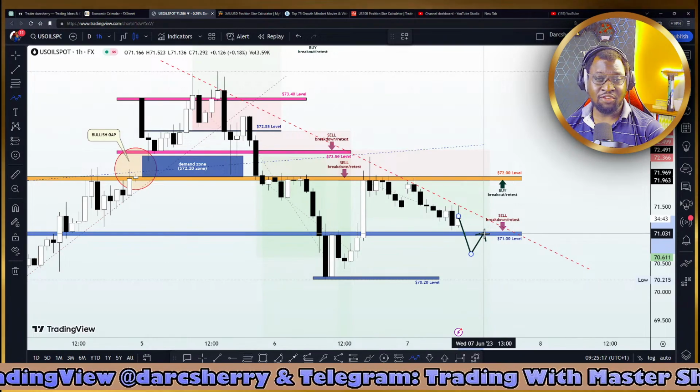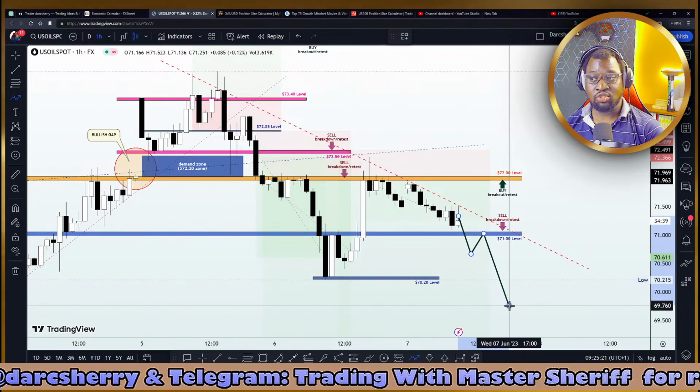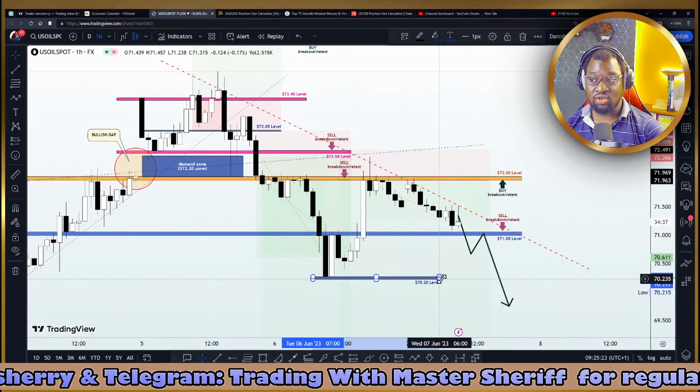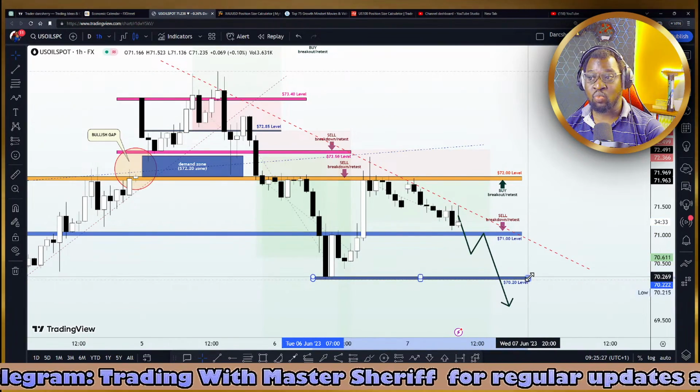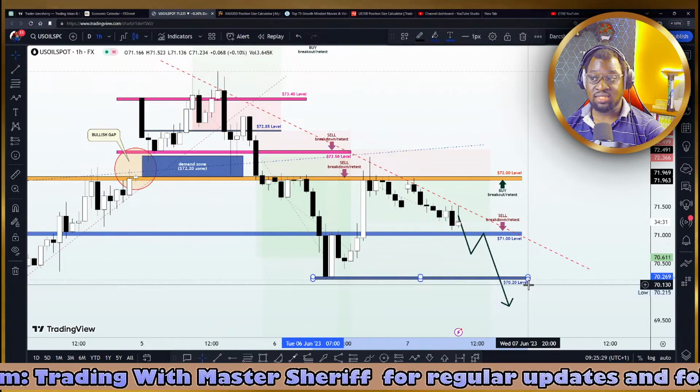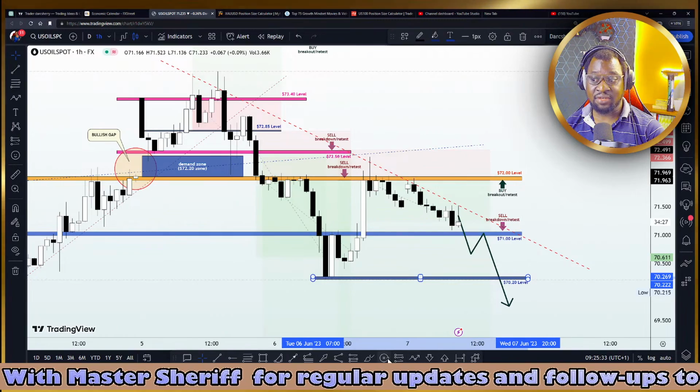The only way I'm going to feel very, very comfortable in a sell position here is for price action to take out that $70.20 level to give me a level of confidence that we are actually good to continue to sell here. So selling at this point in time is still looking very tentative.